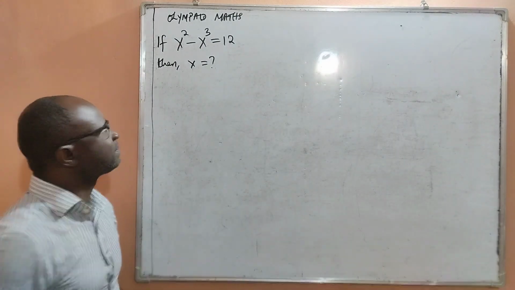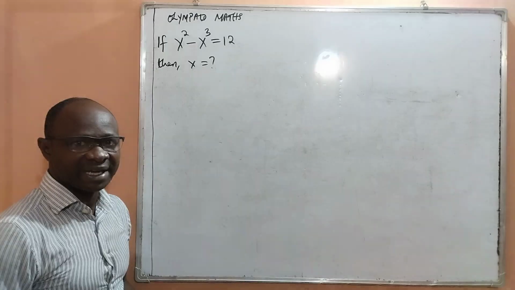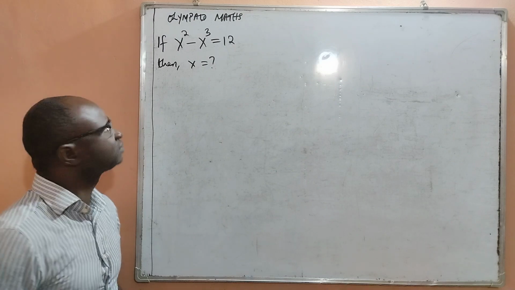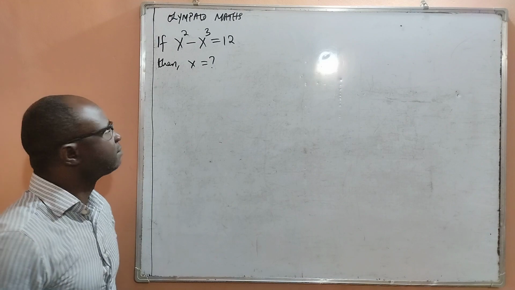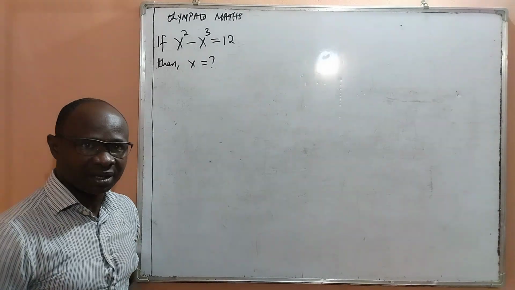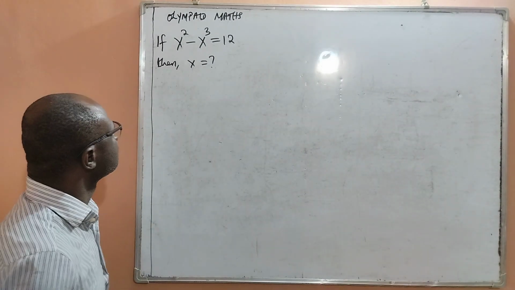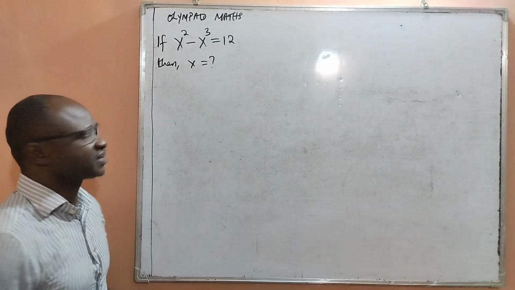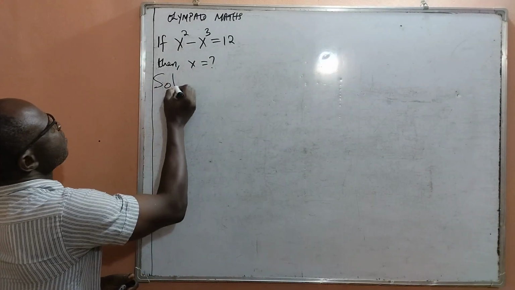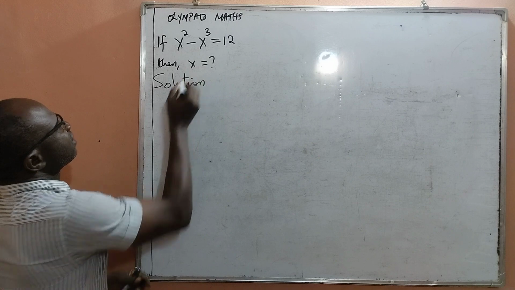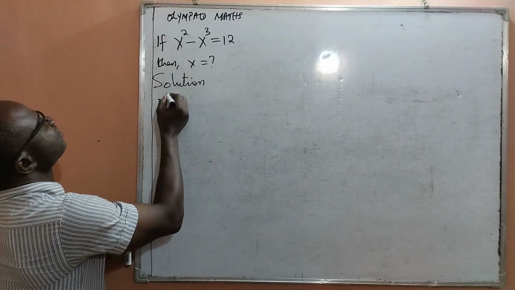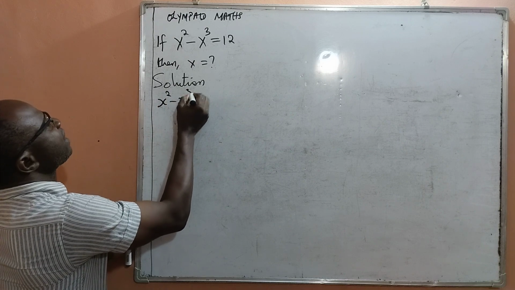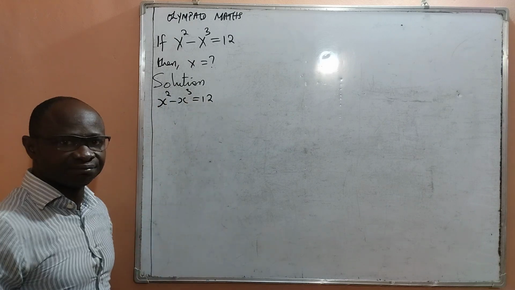Viewers, in today's maths, we will solve an Olympiad mathematics question that says: if x raised to power 2 minus x raised to power 3 is equal to 12, then what is the value of x? Solution to the given question: x to the power of 2 minus x to the power of 3 equals 12.